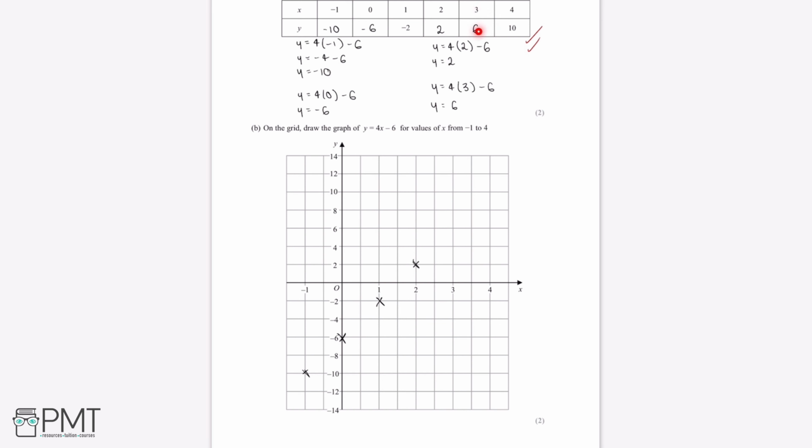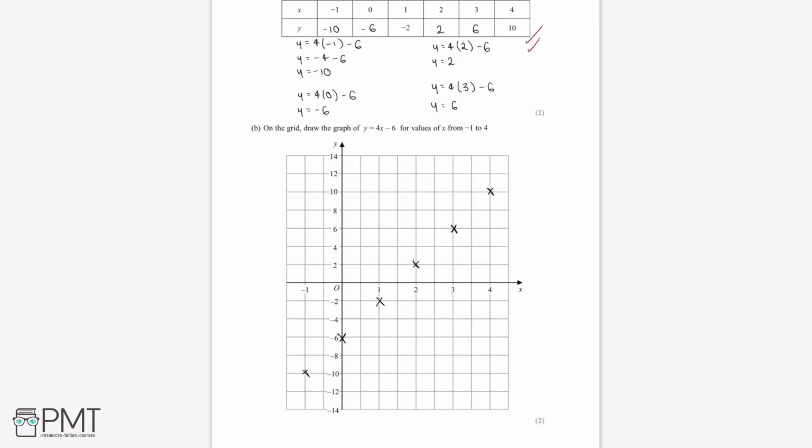We then have the coordinate 3, 6. So 3 on the x-axis, 6 on the y-axis. And finally the coordinate 4, 10. So we want 4 on the x-axis, 10 on the y-axis. So these are all of the coordinates which we need to plot.